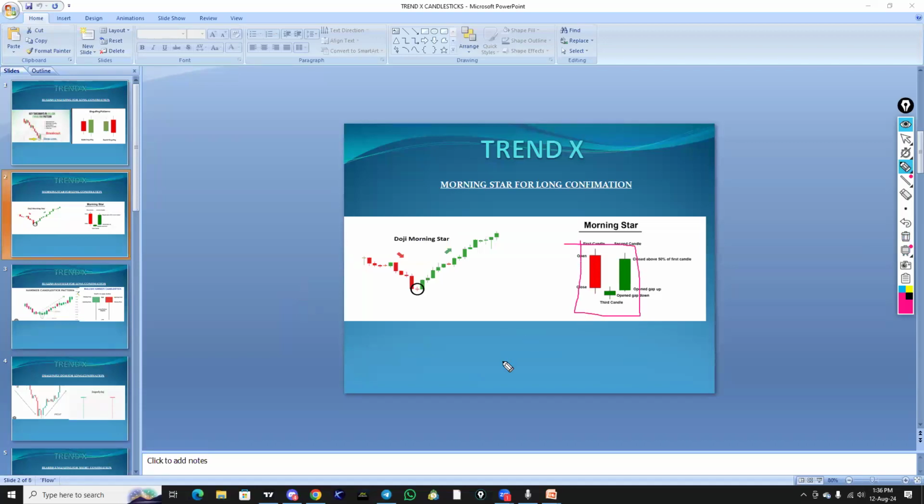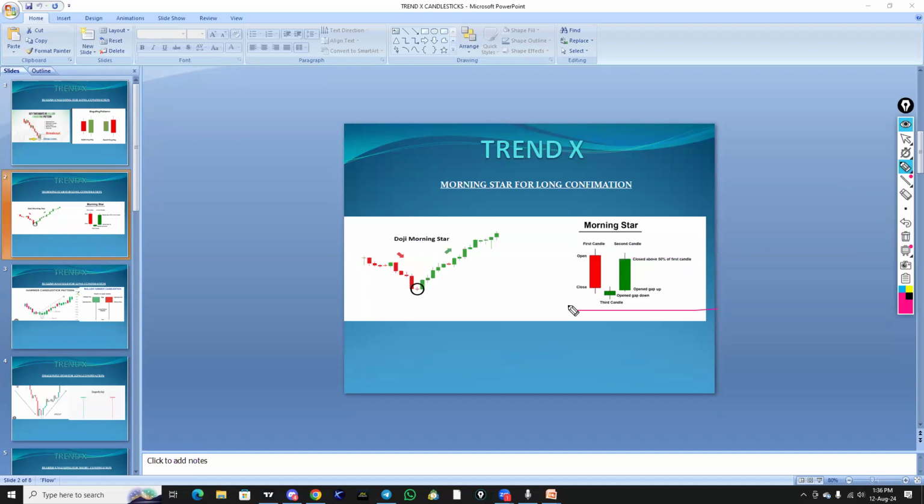Now this is a morning star. So how should the trader take entry? You should wait for this candle to close. Once the candle closes, our entry will be from this level, with stop loss below support one or the previous day low.